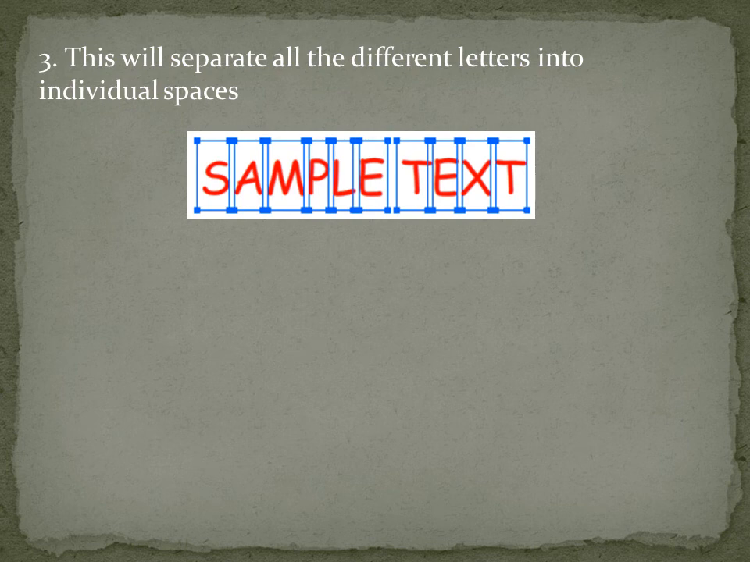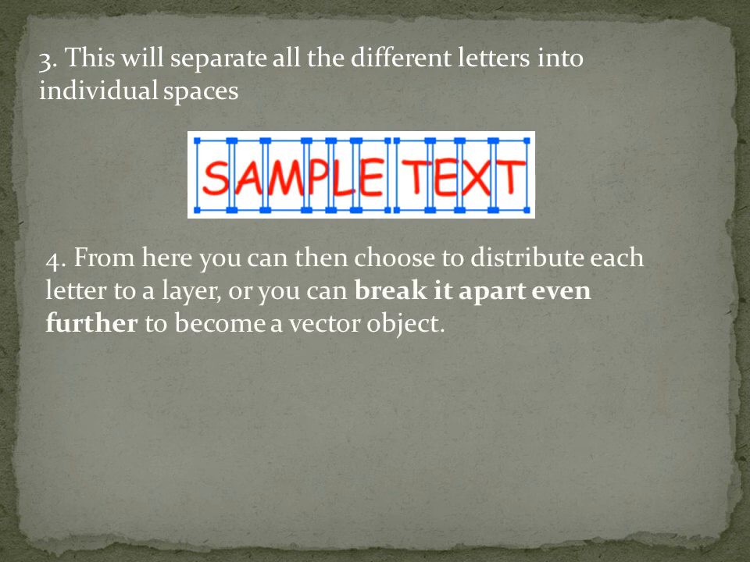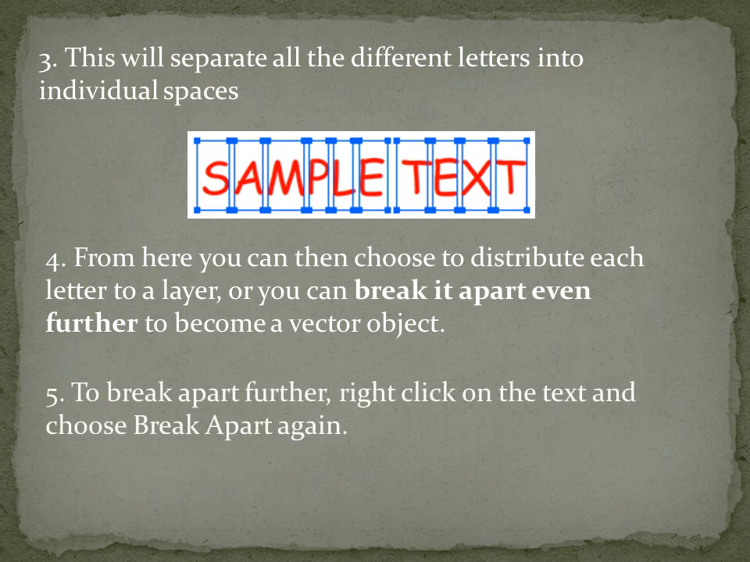And of course, once it becomes like that, you can now choose to distribute each letter to a layer. Or you can break it apart even further to become a vector object. To break apart further, all you have to do is right click on the text and choose break apart again, just like what we did last time.